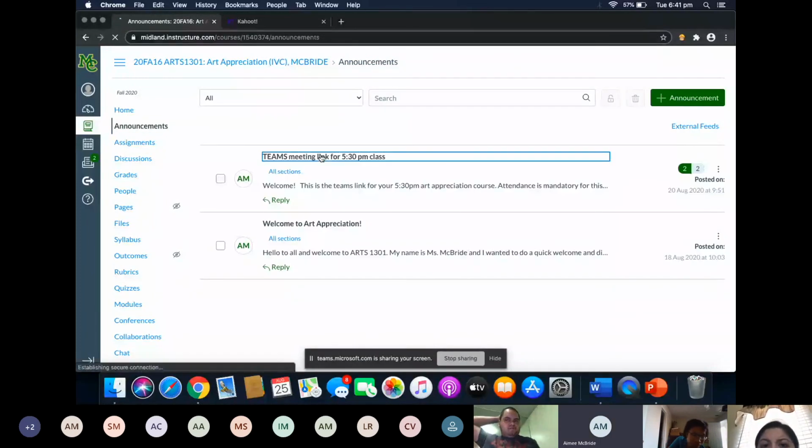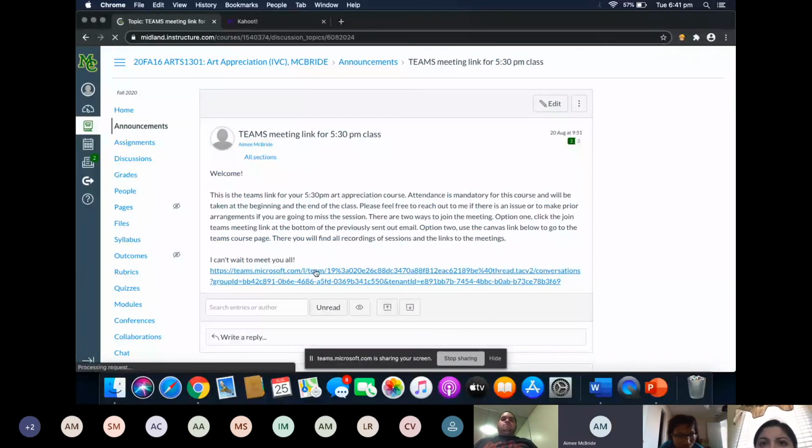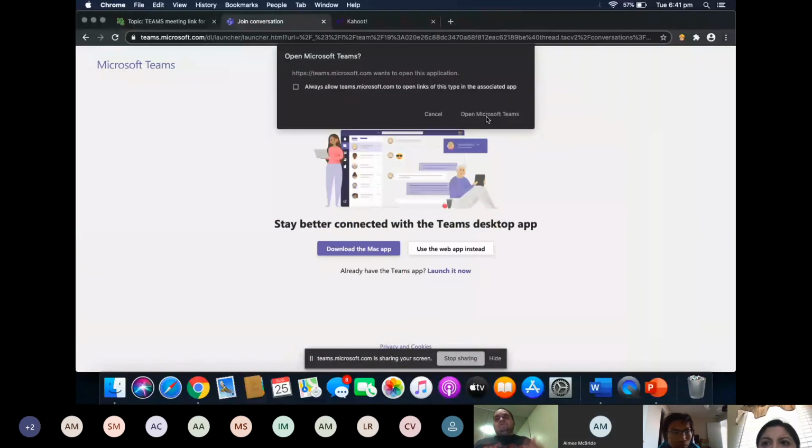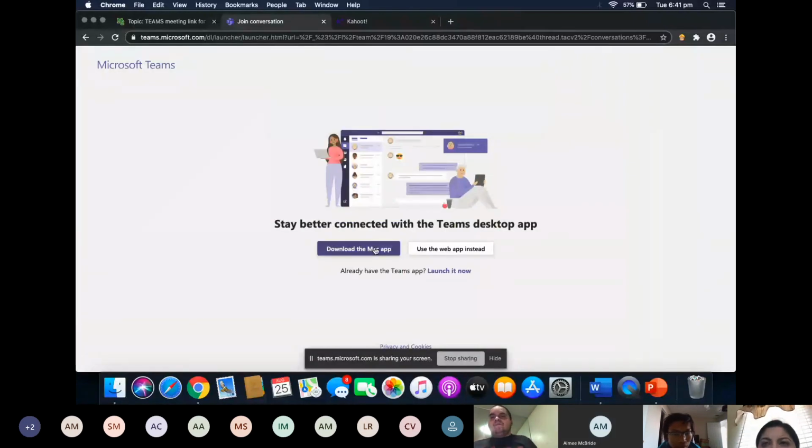There's also a Teams meeting link in the announcements. You just have to click on it. And you can either download the app or use the web app. You might want to, those of you using the Mac, you might want to try each of these and figure out which one's better for you. This link that we're using right now is live. It's going to be the same one throughout the semester, so you might want to practice with it.